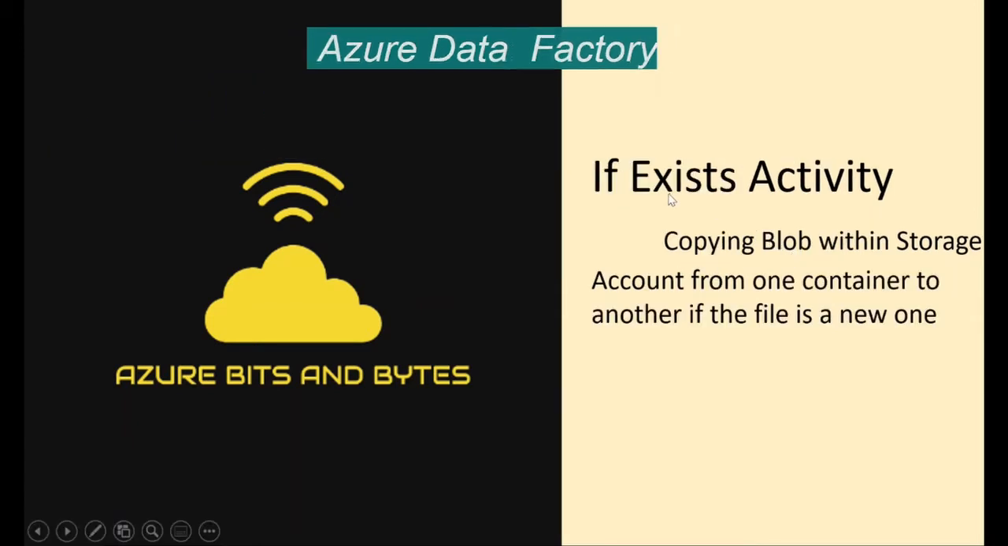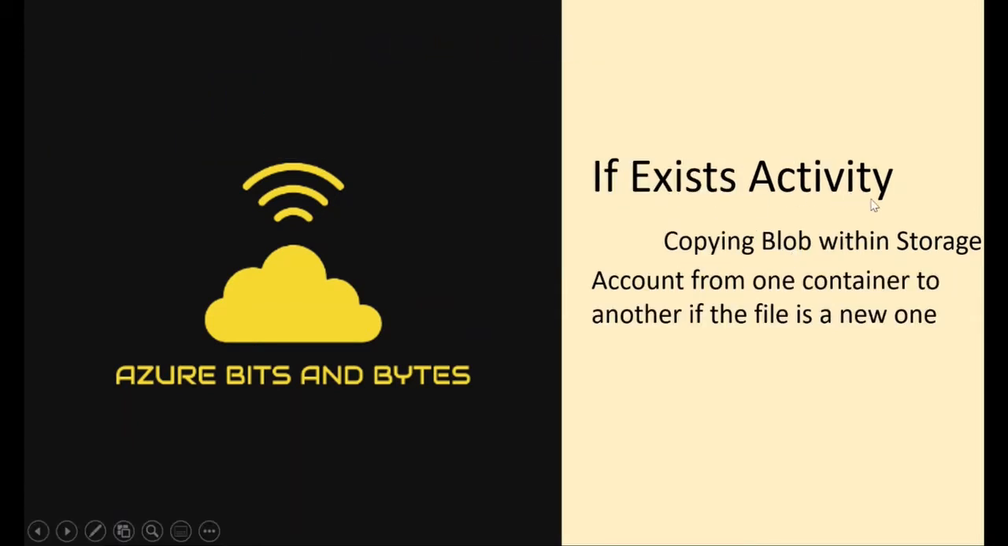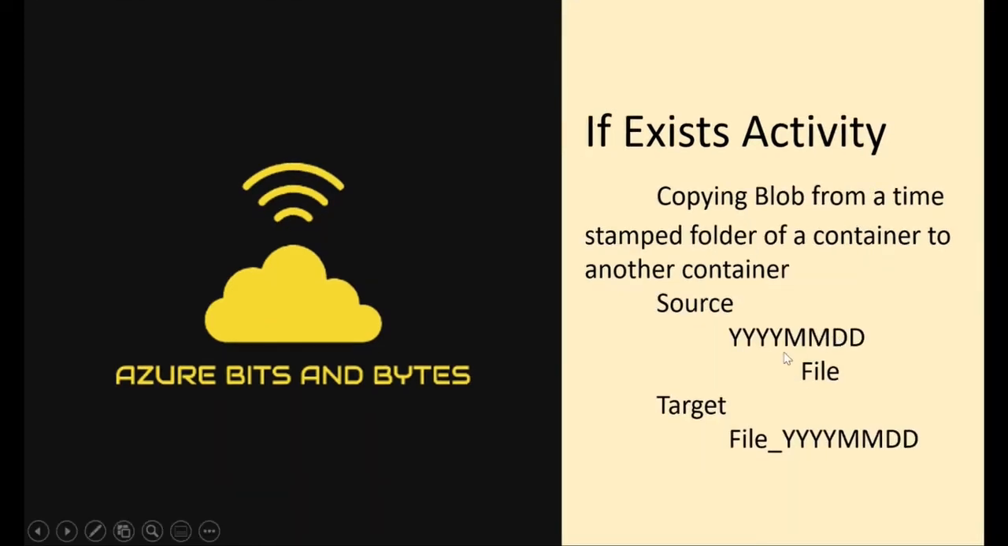The second activity would be to use the if exist activity, where I'll just copy a file from the source location to the target location if the file is not present in the target. And the third problem would be to copy the file from the source within a timestamp folder and make a copy to the target if it does not exist. So let's jump to the portal.